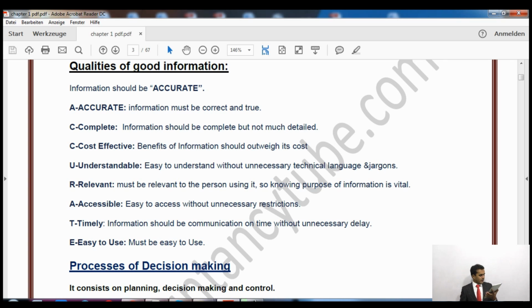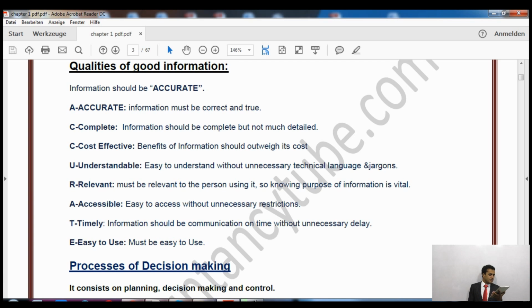All right. So R means relevant. Information must be relevant. The information which you're giving to your manager must be relevant to him. You should not say, what have I done during my day? I fought with my wife. Then on my way to this office, I had an accident. This information is useless to your manager. You must stick to your job. The information must be relevant to him and must not waste his time. You must go to the point instantly, without wasting any of your manager's time. So information must be relevant to the person using it. Knowing the purpose of information is vital.